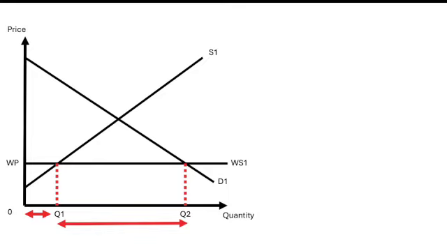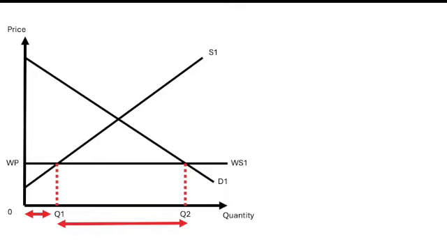Now, the domestic supply is only from 0 to Q1, which highlights the reason why we're importing these goods, because this country is not as efficient as global producers, and therefore we're importing the difference between Q1 and Q2, so that's our volume of imports.